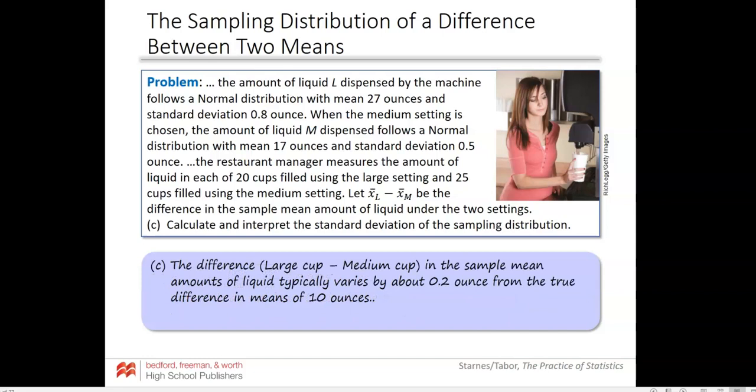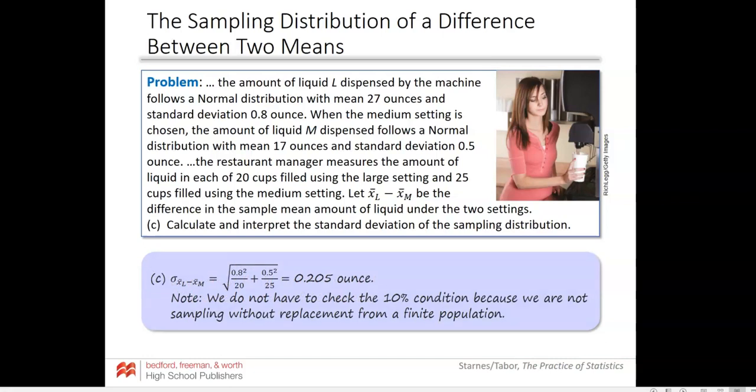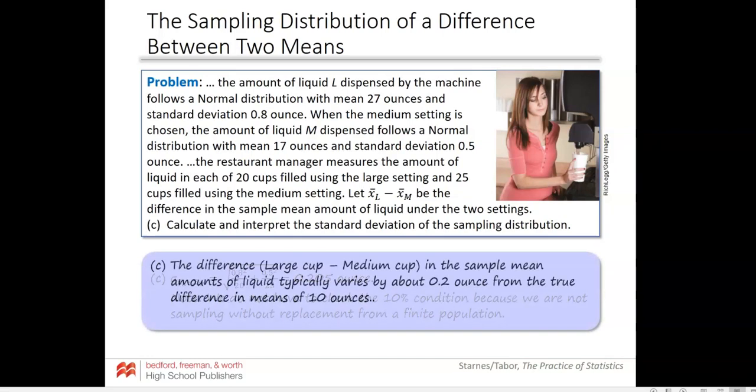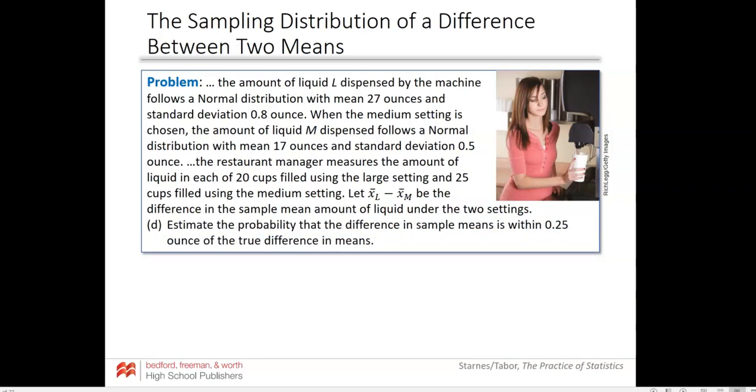Varies by about 0.2. So when you interpret this standard deviation number, 0.205, you start with the difference in the large cup minus the medium cup. Make sure you tell the direction of it by which one's first. The sample mean amounts of liquid typically vary by about 0.2 ounces from the true difference in means. The word you might forget to put there, which is important, is the difference. I know standard deviation is typical deviation from the mean. In this case, it's typical deviation from the difference in the mean. So that word is an important word to include in your interpretation.